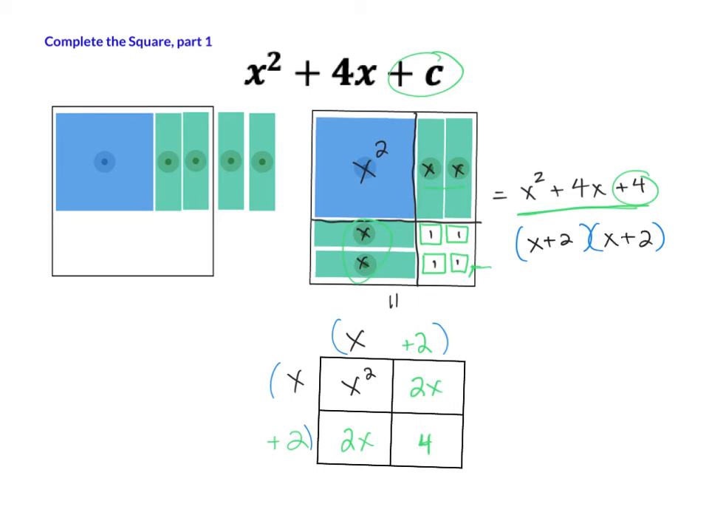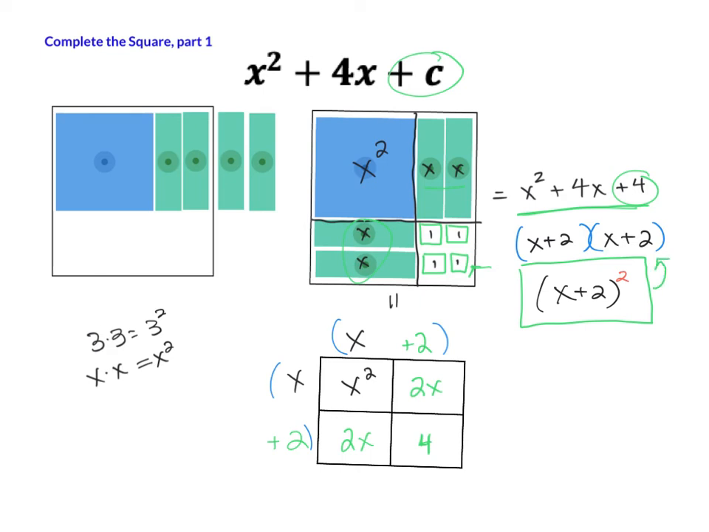But we're going to be super efficient. We don't want to write something twice, so it's much better since there are two of these. It's kind of like if you had 3 times 3, you can write it as 3 squared. Or x times x, you can write it as x squared. So we're going to go x plus 2, and since there are two of them, we're going to write squared. When you see a trinomial that looks like this, that is a perfect square. It is written as a perfect square, and it means x plus 2 times x plus 2, and that means x squared plus 4x plus 4.